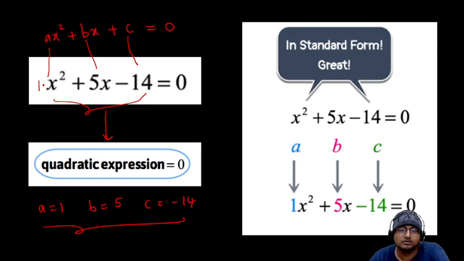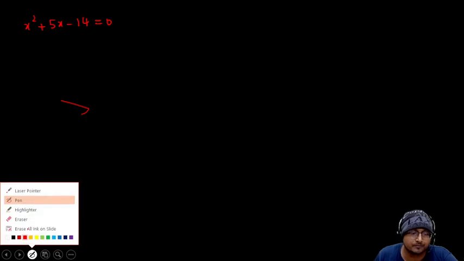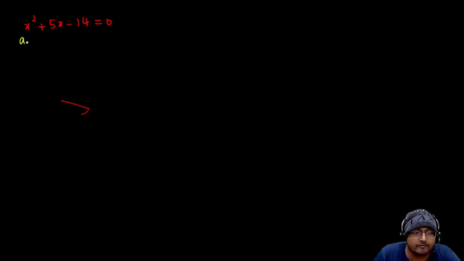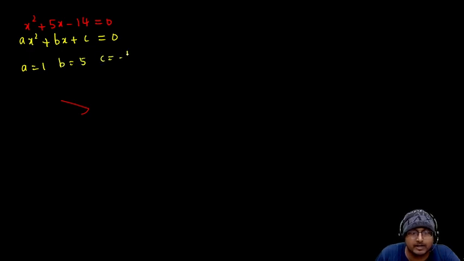So let us find the values. Shall we find out the roots of this equation? Yes, we will. You also solve along with me. x square plus 5x minus 14 equal to 0. First we have to compare with the standard form, ax square plus bx plus c equal to 0. a is equal to 1, b equal to 5, c equal to minus 14. These are the coefficients.